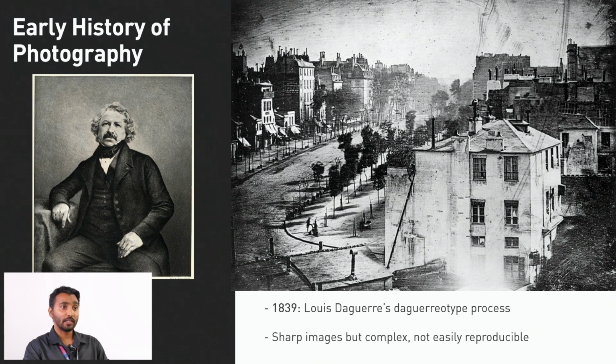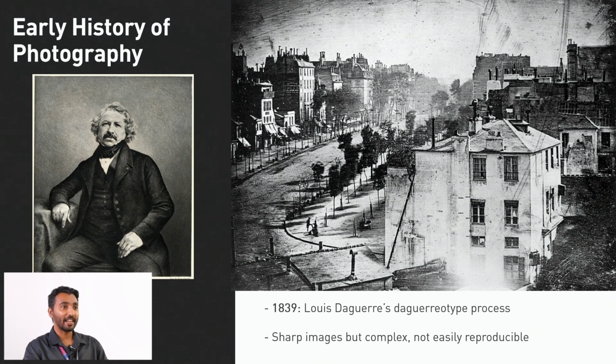Following Niepce's work, Louis Daguerre developed the daguerreotype in 1839. This technique used silver-plated copper and reduced exposure time to minutes, making it the first commercially successful photographic process. The daguerreotype produced clear, sharp images but was complex and couldn't create duplicates.